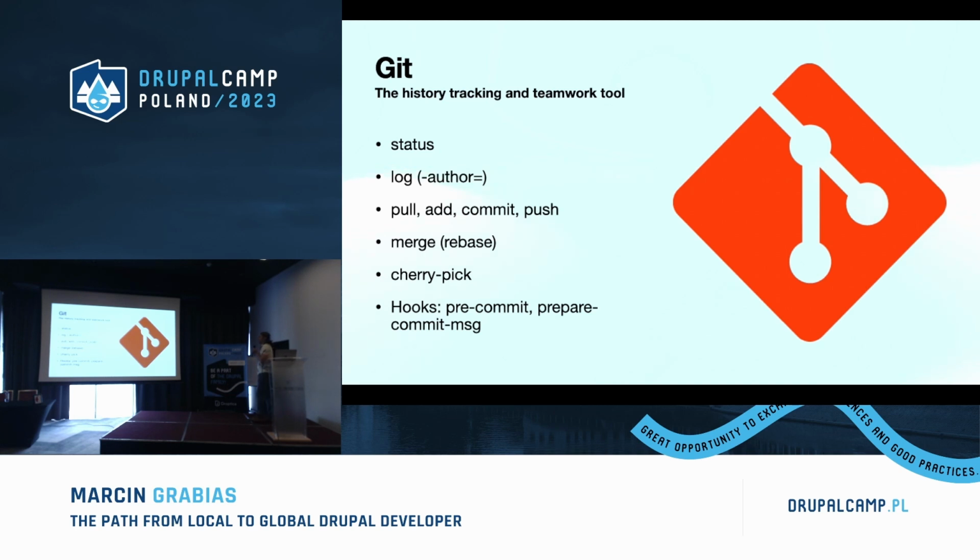Now, the very important thing that every global and I think also local developer that is working in a team has to master is Git. So what I'm using is git status, log, pull, add, commit, push, merge or rebase. I prefer merge. Then cherry-pick and nice hooks, pre-commit and prepare-commit-msg, so you don't have to put those task IDs manually in the commit messages.